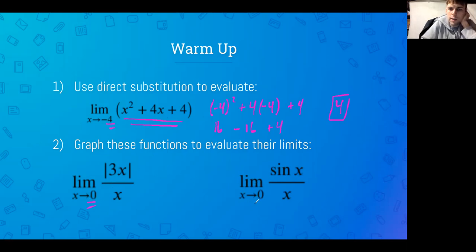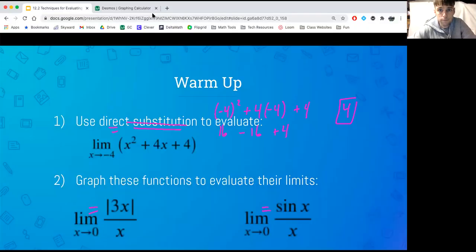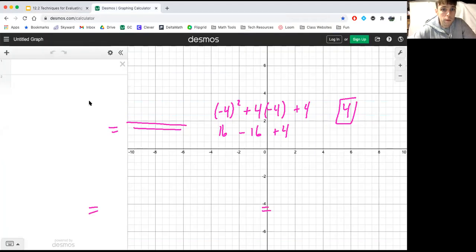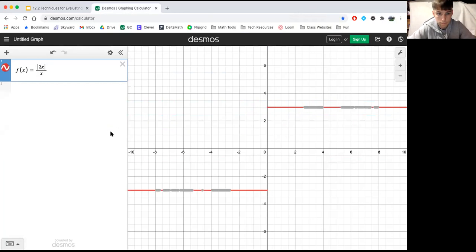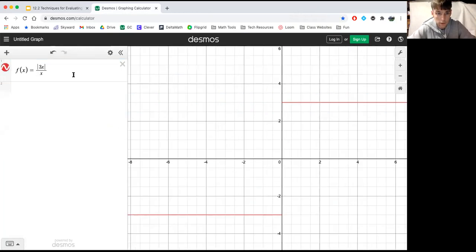All right, now the next two, we're going to graph these and evaluate their limits. We're looking at both as x approaches 0. So I'm going to go ahead and go to Desmos and take a look at what these do. So the first one was the absolute value of 3x over x.